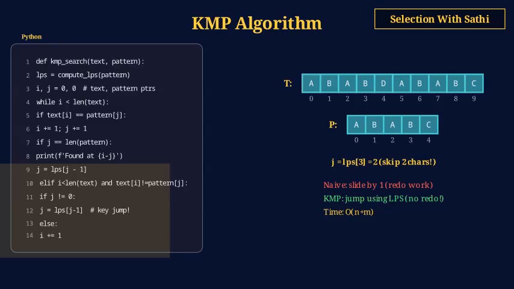Line 13. This is the crucial part. On a mismatch, instead of resetting length to 0, we fall back to LPS of length minus 1. This reuses previously computed information. Line 15. Only when length is already 0 do we set LPS to 0 and move ahead. The entire construction is O of m because each character is processed at most twice.